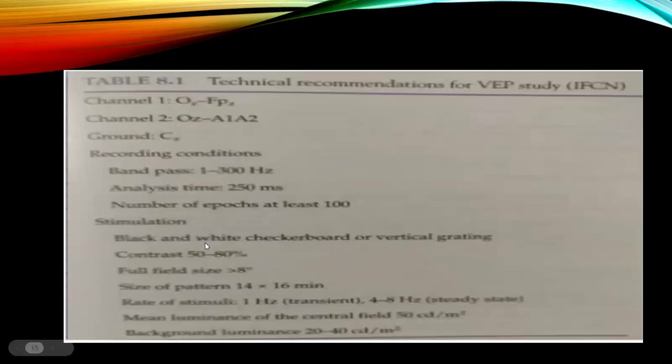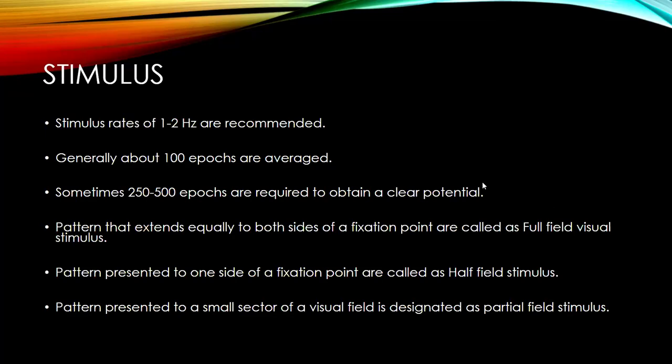So as I described, these are the same things that have been recommended by the International Federation of Clinical Neurophysiology. Stimulus rates of about 1 to 2 hertz are recommended. Normally 1 to 8 hertz stimulus rates are usually used. Generally about 100 epochs are averaged.